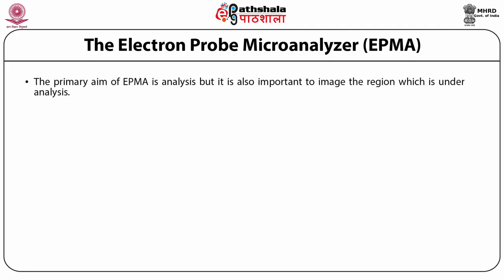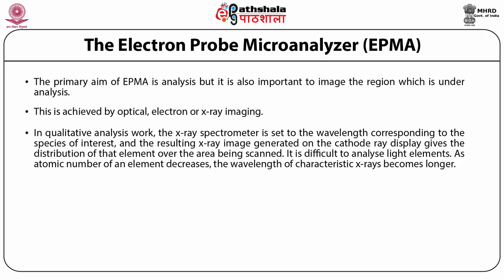The primary aim of EPMA is analysis, but it is also important to image the region which is under analysis. This is achieved by optical, electron, or X-ray imaging. In qualitative analysis work, the X-ray spectrometer is set to the wavelength corresponding to the species of interest, and the resulting X-ray image generated on the cathode ray display gives the distribution of that element over the area being scanned.